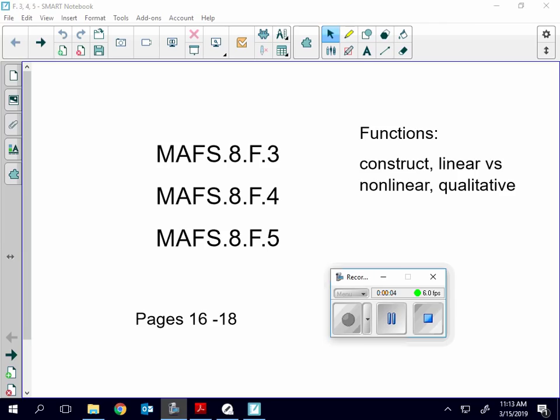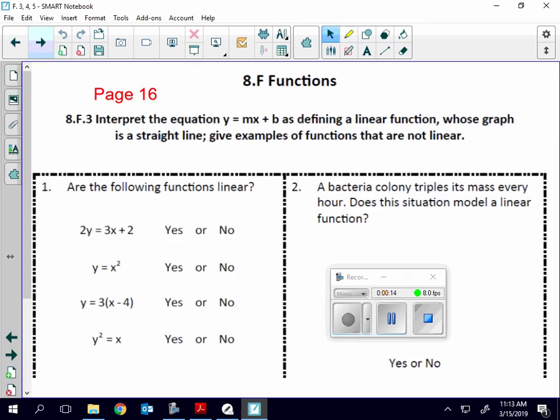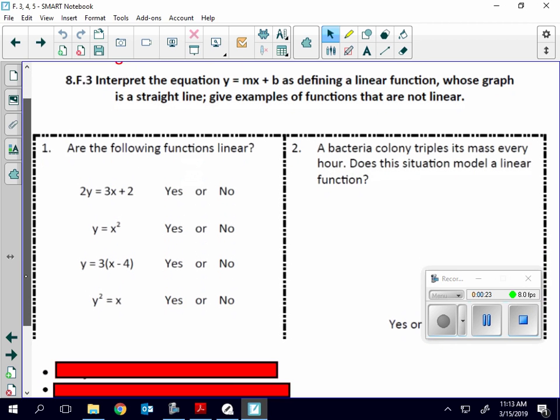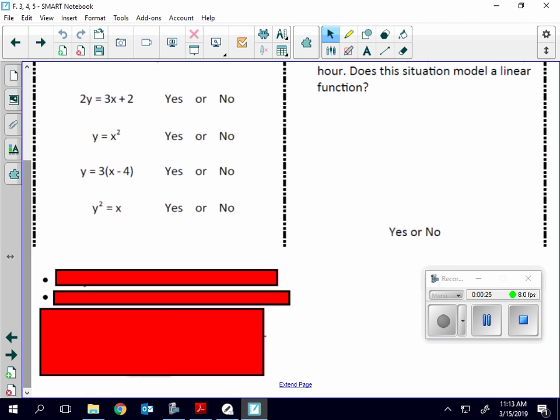All right, now we're working on more functions, constructing them, determining if they're linear or nonlinear, and doing some qualitative graphs. We're on pages 16 through 18 today. We have number 1, are the following functions linear? Most of you remember this. If you don't remember this, I want you to write these things down.